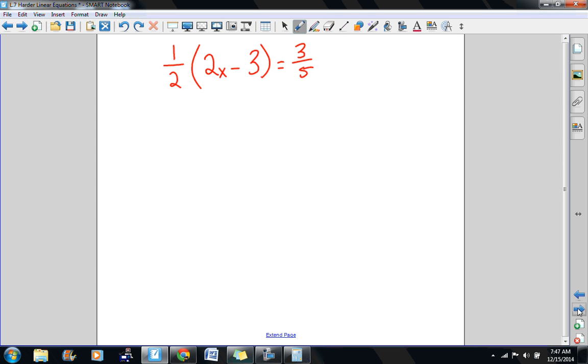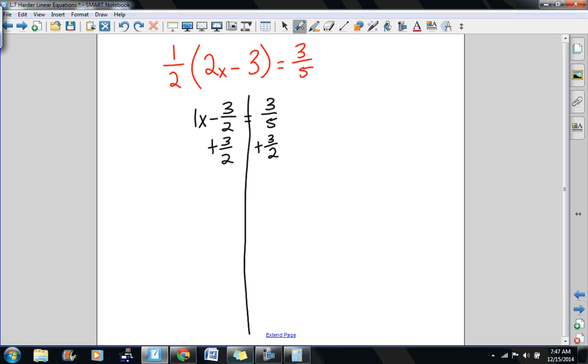And we'll do one last one, which is a distributive property with some fractions, which means we have 1/2 times 2 ends up being 1x. 1/2 of 3 ends up being 3/2. And this is going to be equal to 3/5, which means I have to draw my line down the middle, and I'm going to add 3/2 to both sides. Now, in order to add that to both sides, I need a common denominator, which will be tenths. So I'm going to turn this into 6/10 plus 15/10, which is equal to 21/10.